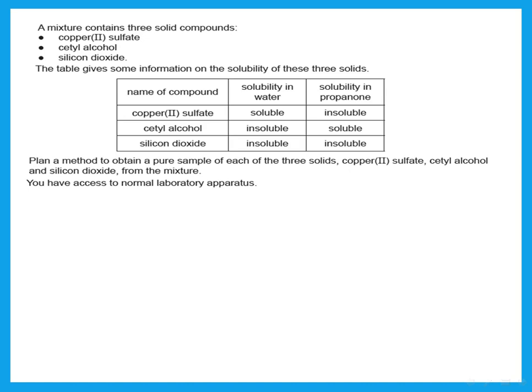Here he's saying a mixture contains 3 solid compounds: copper sulfate, cetyl alcohol, silicon dioxide. And he's telling me that copper sulfate dissolves in water, the other two do not. And then cetyl alcohol dissolves in propanone, the other two do not. So plan a method to obtain a pure sample of each of the 3 solids, copper sulfate, cetyl alcohol, and silicon dioxide, from the mixture.